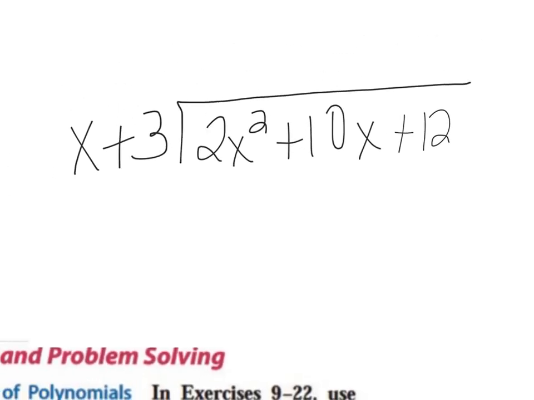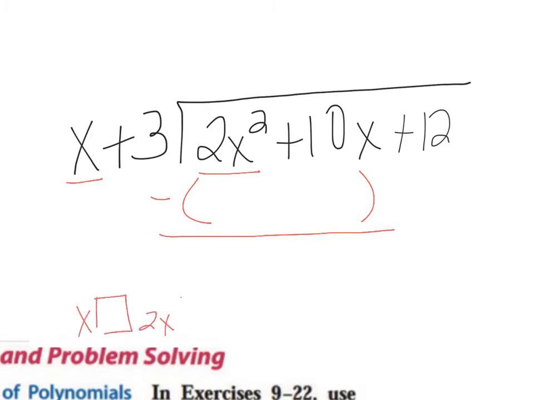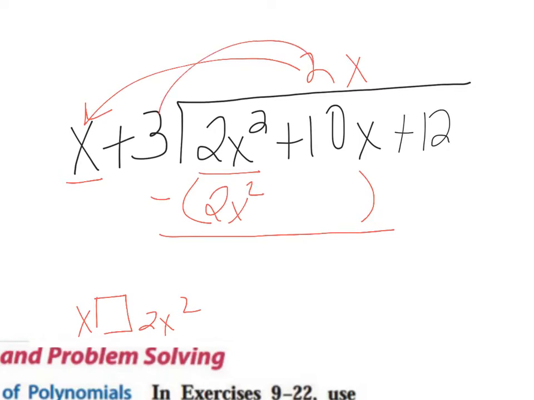Mia, walk me through this. First thing we're going to do is make sure our exponents are in descending order, no gaps. So I go x squared, x, right? Yes. Okay, so first term into first term. I'm going to get my subtraction set up so I don't even have to think about it. So x times what gives me 2x squared? 2x. So I'm going to put 2x right above my 10x, and then I'm going to multiply. So 2x times x is 2x squared, 2x times 3 is plus 6x. Now distribute the negative.